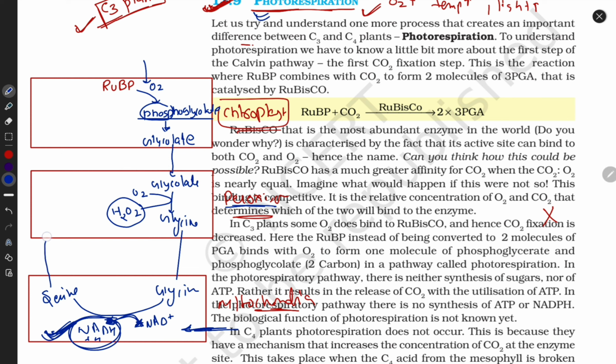Now serine enters again where? The peroxisome. So here serine enters, and serine is converted into hydroxypyruvate, and this hydroxypyruvate changes into glycerate, and again we lose some energy. Guys, here, yeah, we lost some energy. Now glycerate enters where? The chloroplast, and this glycerate participates in the formation of phosphoglyceric aldehyde, and again we lose some energy.